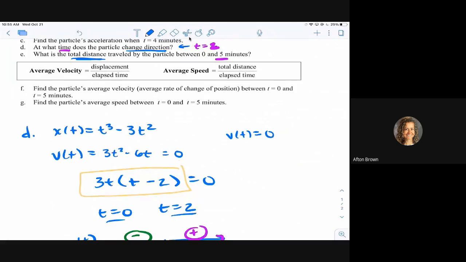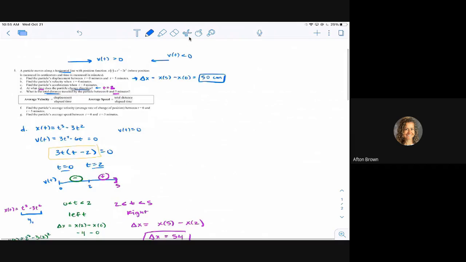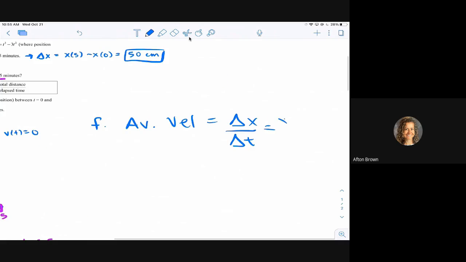F, nobody asked F, but it does just say find the average velocity, and the interval is specified right above. So I think that one's not bad. It wants the average velocity from 0 to 5. Let me just show you what I would show for F. Average velocity, I always just think change in position over change in time. So I like to write it out like that. It would be the position at 5 minus the position at 0 over 5 minus 0.